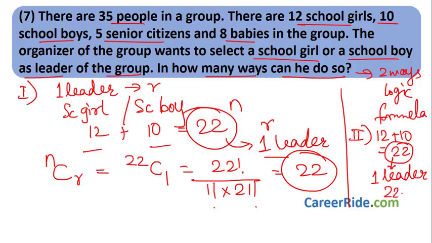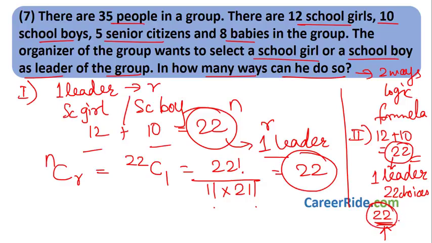They have 22 choices. They can choose any one from these 22. We will not consider senior citizens and babies because the organizer wants a schoolgirl or a schoolboy as leader. So we will consider only 22 people, and out of these 22 people we want one leader. How many choices are there for this vacant position of leader? There are 22 choices with the organizer. So the answer is 22. See, with logic also we got the same answer.